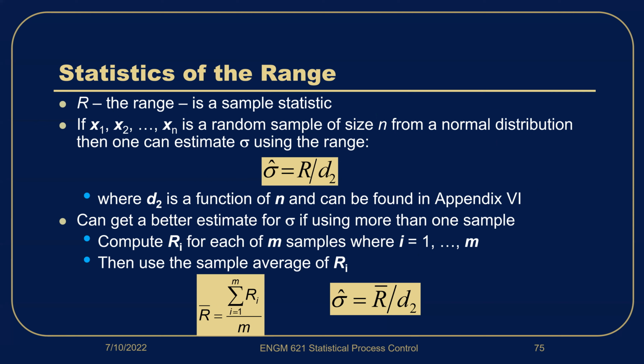We can get a better estimate for sigma if using more samples. We compute the range of each of the m samples and then compute their mean, the R bar. Using R bar, we may get a better estimate of sigma. When using these equations to compute control limits in phase 1 control chart usage, the control limits are trial control limits.